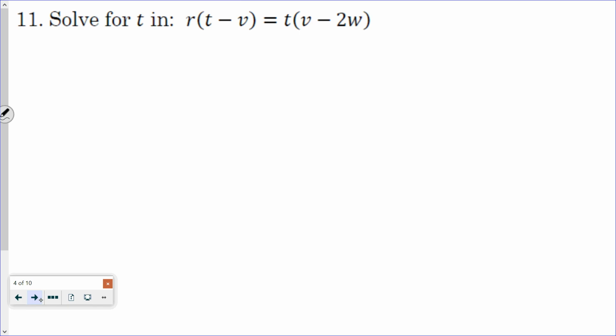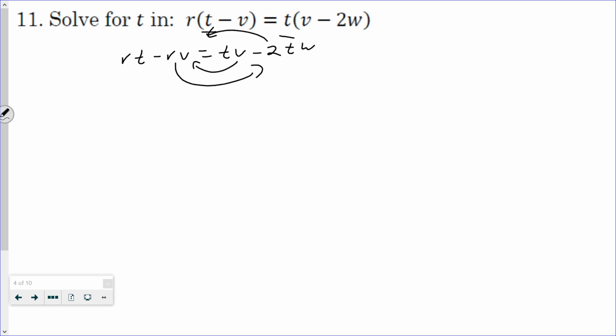Okay, now number 11 in the homework, solve for T in this equation. So it's just a literal equation. Anytime you have to solve for T and you have it happening in multiple different places, what you need to do is expand the whole thing out, isolate the T's, and factor it out so you only have one. So when I multiply this out, I get RT minus RV equals TB minus 2TW. I'll move the 2TW and the TB to the left side and move the RV to the right.